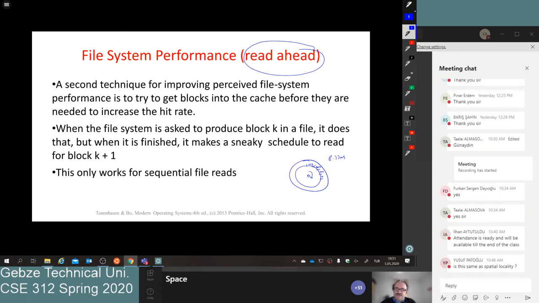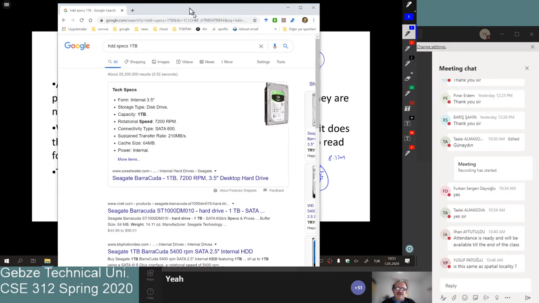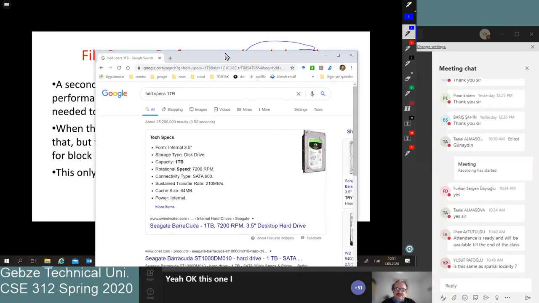specs for 1 terabyte. I'm trying to see what kind of, okay, this one, I don't know what it is, but you don't see my screen. Okay, you see it now.